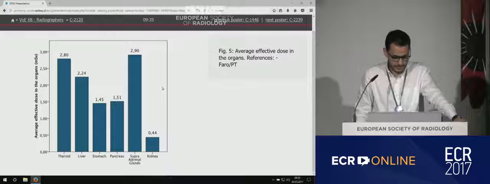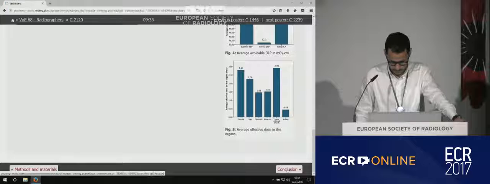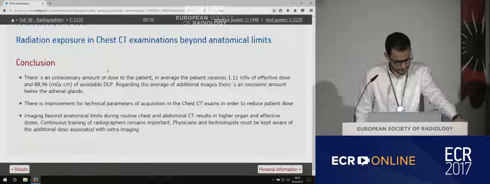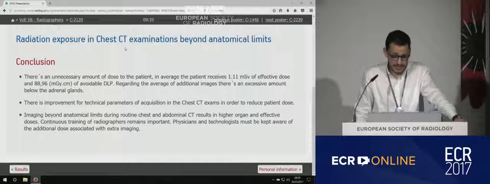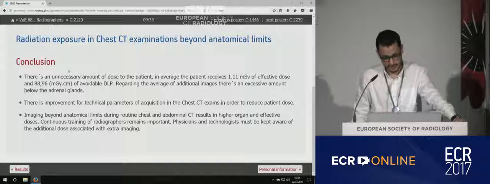This is the average effective dose in the organs in millisievert. Of course, we see that the closer the organs are to the limit of the extra images acquired, the higher the dose they received, but this is to be expected. Regarding the unnecessary amount of dose to the patient, on average, the patient receives 1.11 millisieverts of effective dose and 88.96 milligray per centimeter of avoidable DLP.